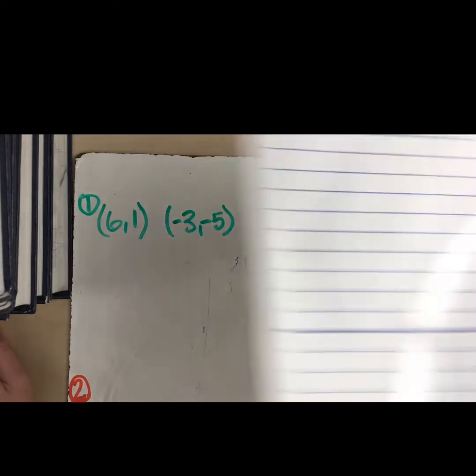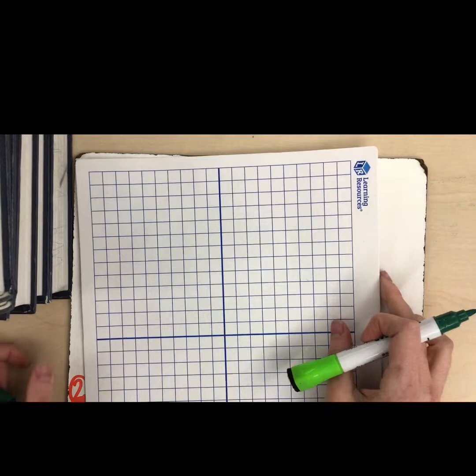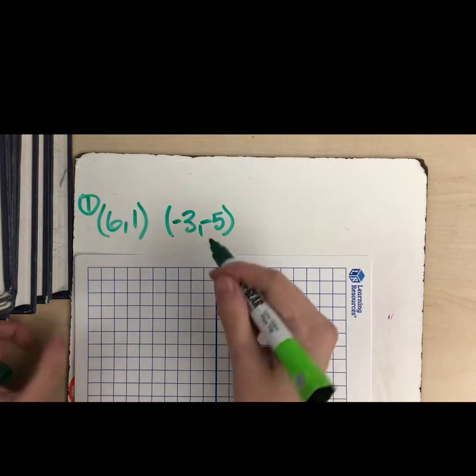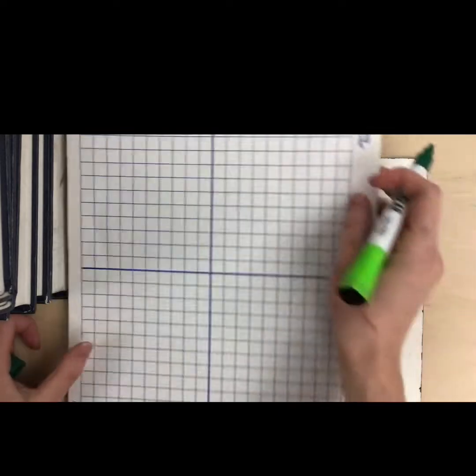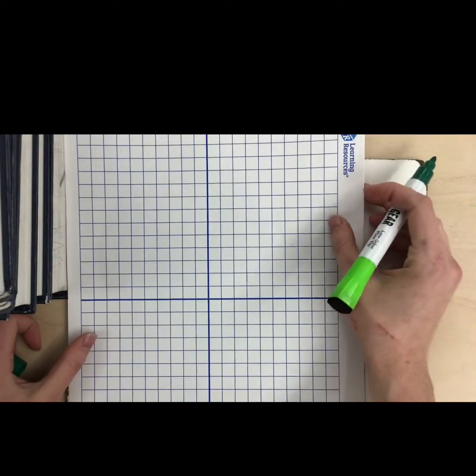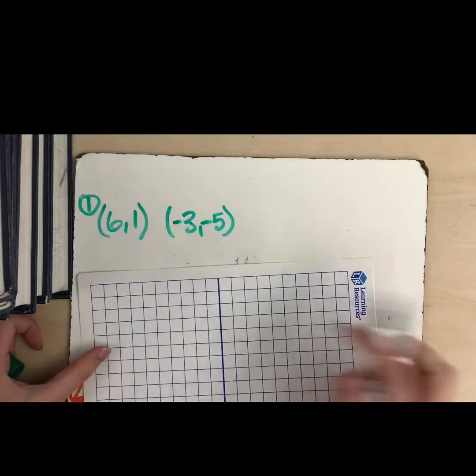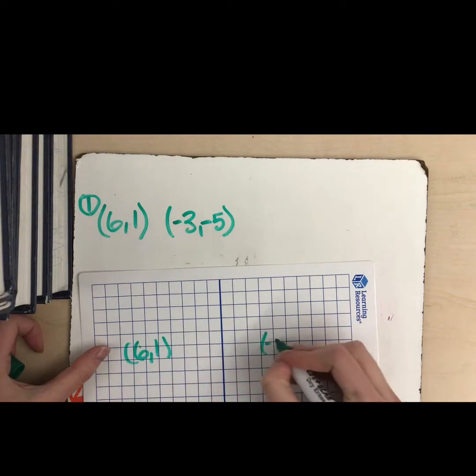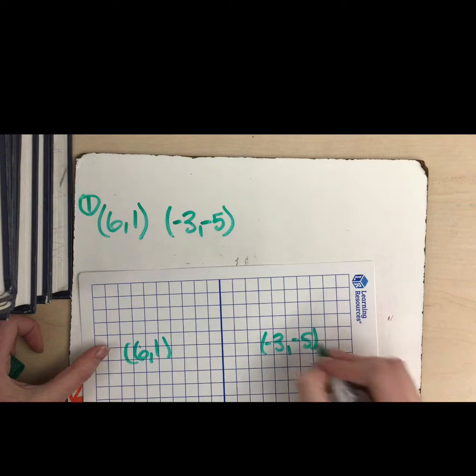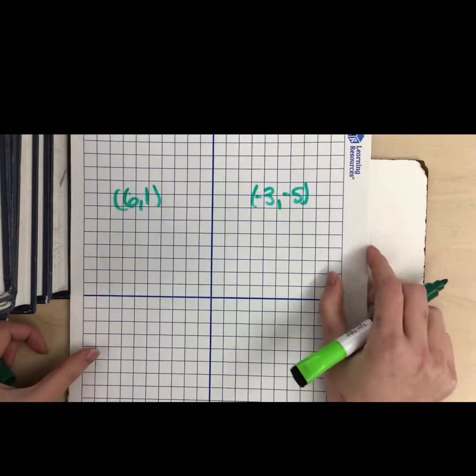Now I have this graph sheet here. Part of your assignment is going to be to graph these 2 points so that you can see where that graph goes. So I've got my graph here, and we said that the points are (6, 1), and then we have (-3, -5). So I need to graph those 2 points.